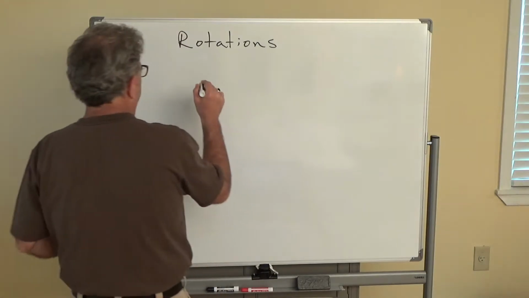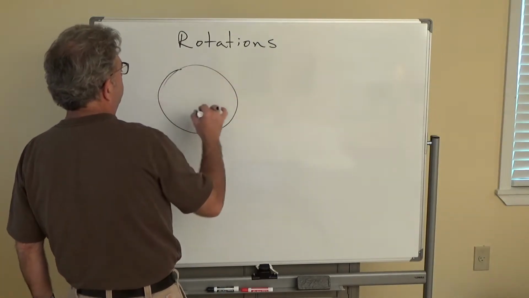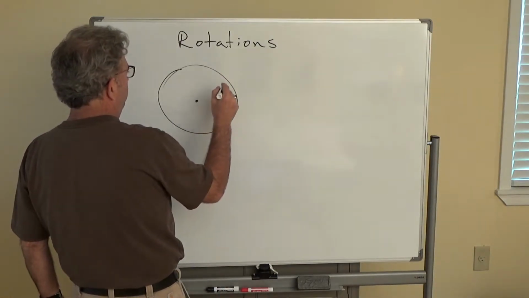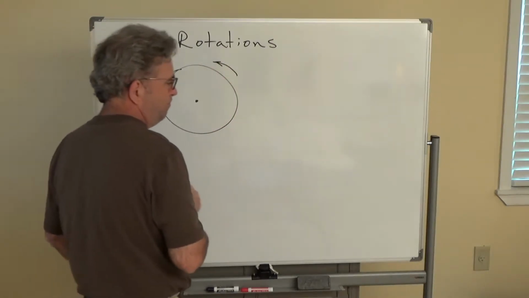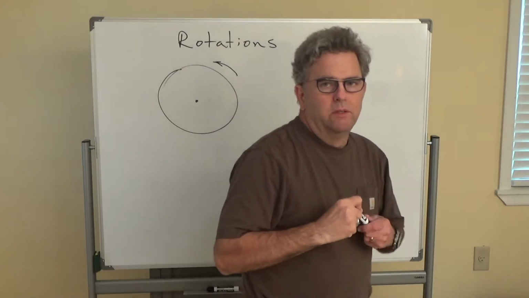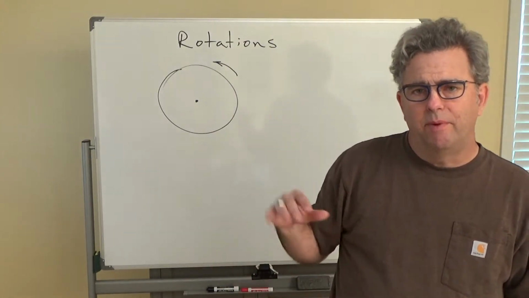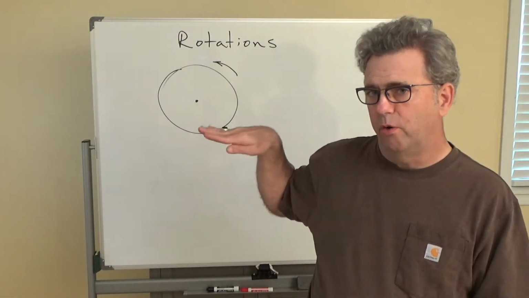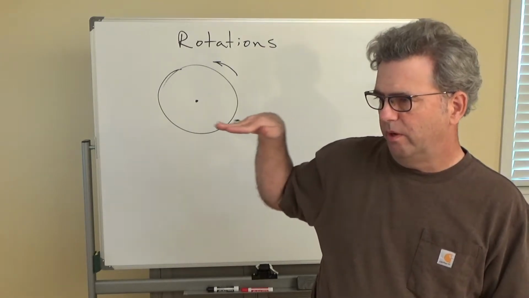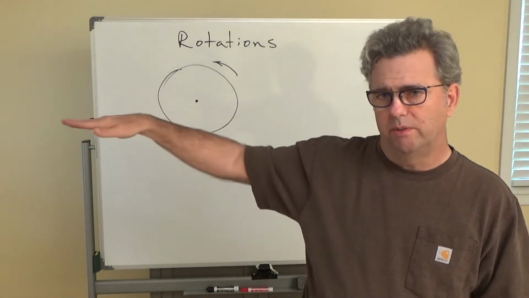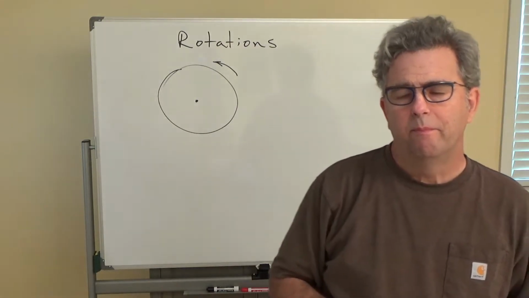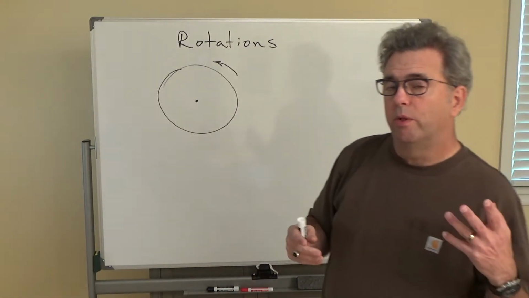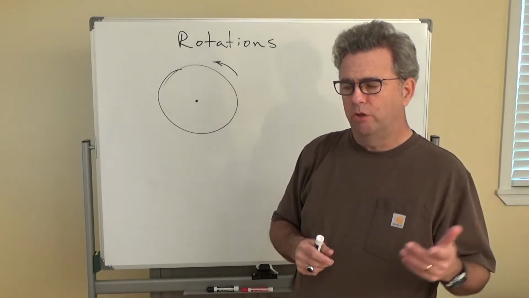Okay, so let's think about just a typical wheel. Let's say it's rotating this way. So this is a wheel spinning. I'm not talking about translation, so we're going to get to that, where it's rolling. It's just stationary and it's spinning. So we need to come up with a way to deal with this type of motion.